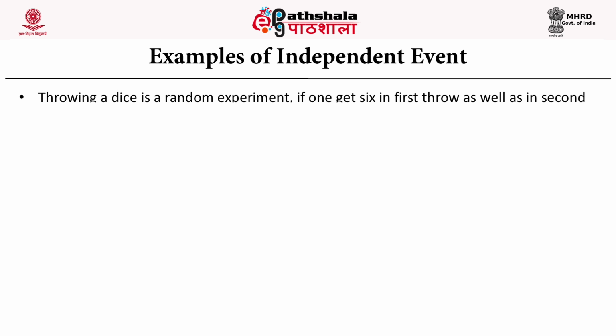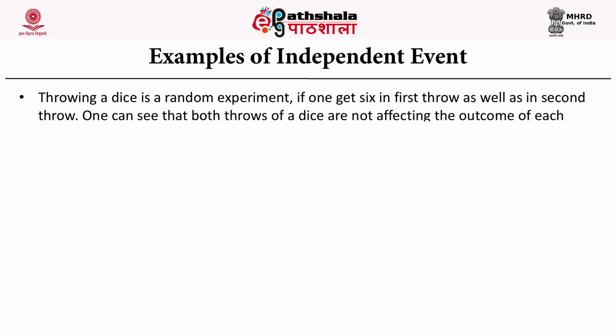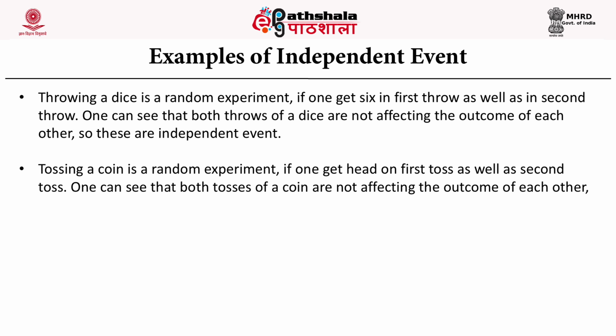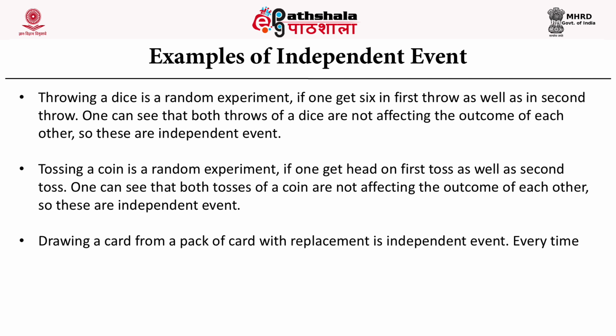Examples of independent events: throwing a dice is a random experiment. If one gets 6 in the first throw as well as in the second throw, one can see that both throws of a dice are not affecting the outcome of each other, so these are independent events. Tossing a coin is a random experiment. If one gets head on the first toss as well as the second toss, one can see that both tosses of a coin are not affecting the outcome of each other. Drawing a card from a pack of cards with replacement is an independent event. Every time the total number of cards remains the same.